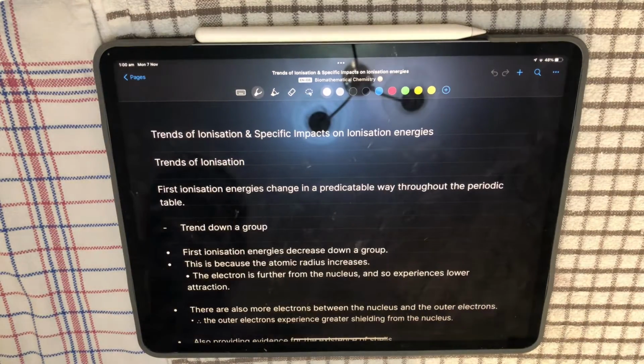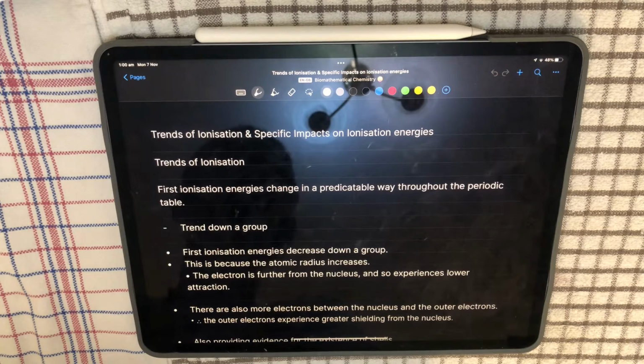Welcome to another AQA chemistry video. Today I'm going to be doing a video on trends of ionization and specific impacts of ionization energies. So let's start with the first part of the video, trends of ionization.